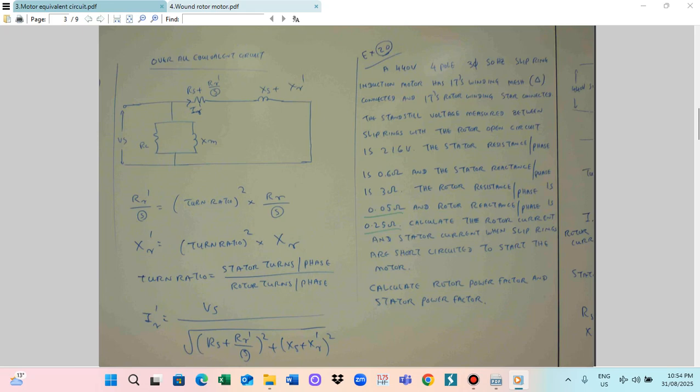Then we got the turn ratio. And similarly, you can also calculate the IR dash. The formula is VS divided by the square root of (RS plus RR dash by S) square plus (XS plus XR dash) square. So in this way, you can calculate the rotor current. This rotor current is IR dash here.